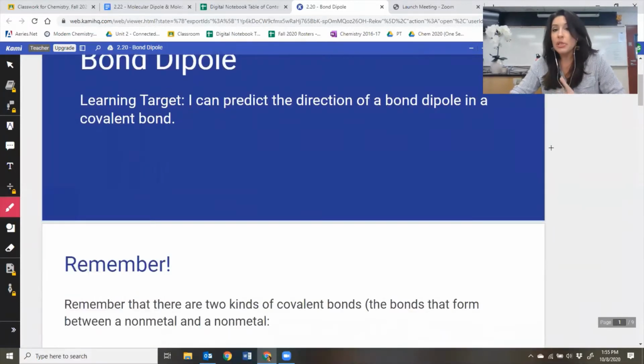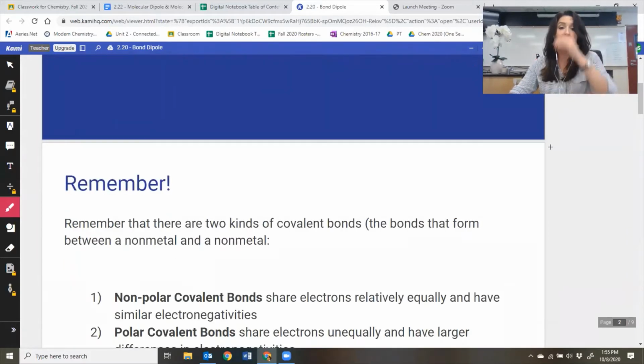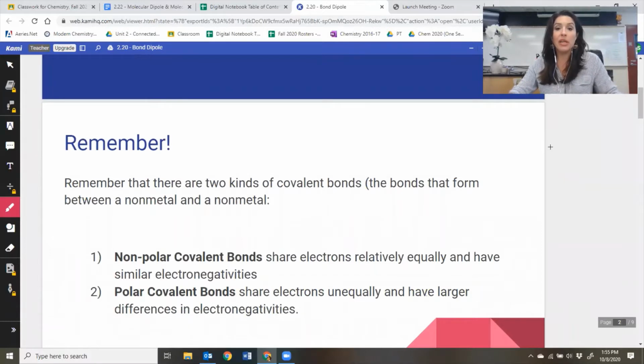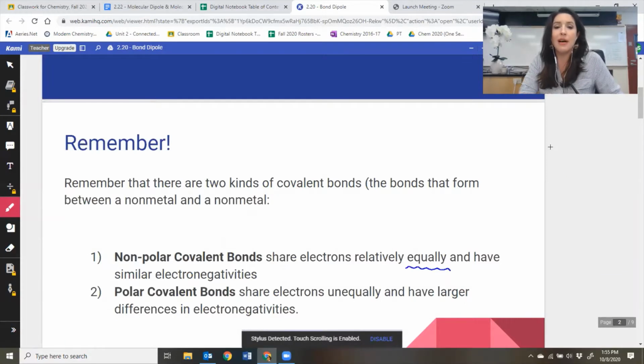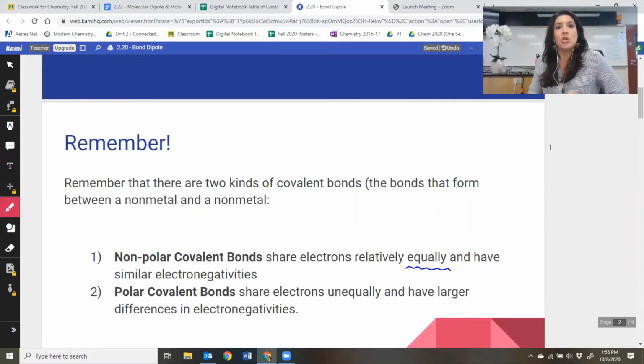Remember, there are two types of covalent bonds, and these are bonds that form between a nonmetal and a nonmetal. You can have a nonpolar covalent bond in which your electrons are shared relatively equally and have similar electronegativity. So two elements that attract electrons to themselves with the same ability are considered to be nonpolar. When you have a bond between two elements that have a large discrepancy in their electronegativity, we call that a polar covalent bond. And what that means is that those electrons are being shared unequally between those two different elements.